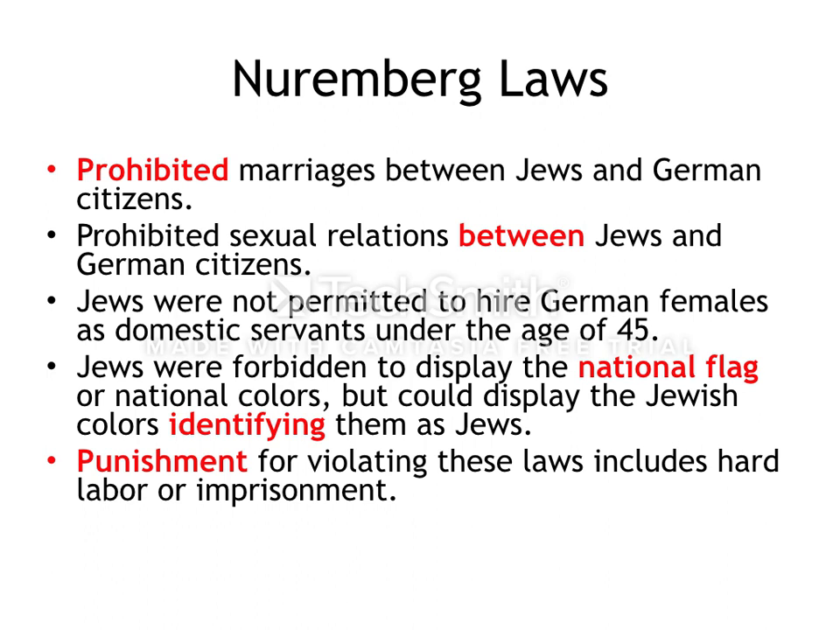Jews were not permitted to hire German females as domestic servants under the age of 45. Jews were forbidden to display the national flag or the national colors, but could display Jewish colors that would identify them as Jews. Now, punishment for violating these laws included hard labor or imprisonment. And this is when we see the first prison camp, or what would eventually be called a concentration camp, Dachau, being created as a place to house these political prisoners.